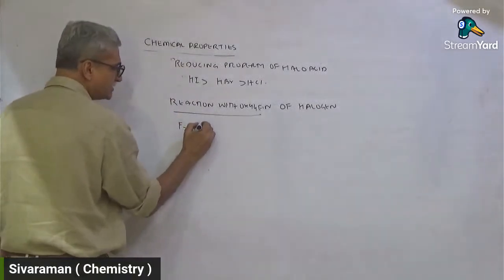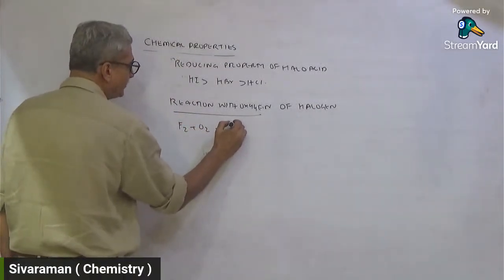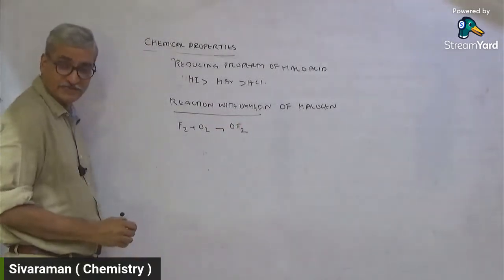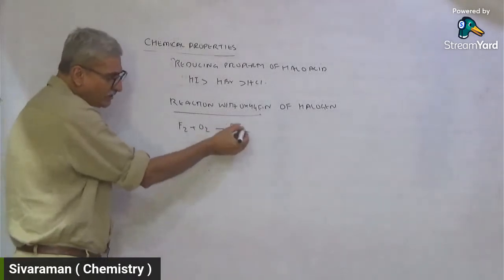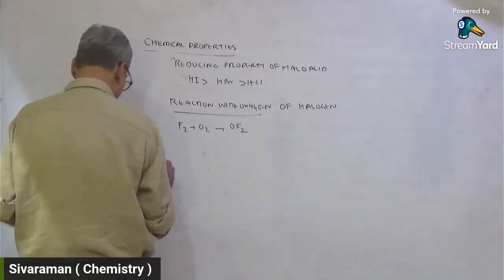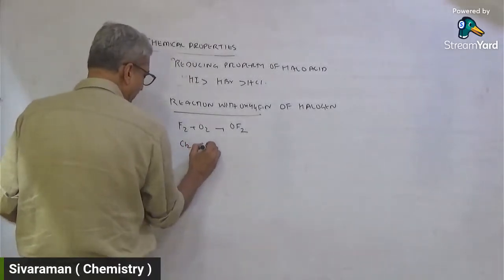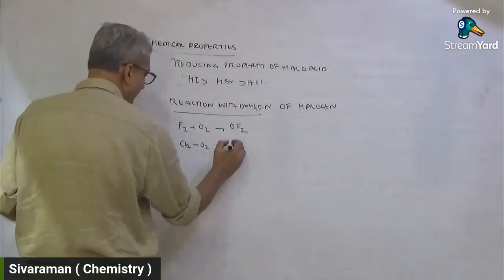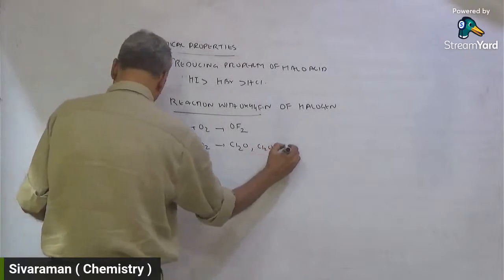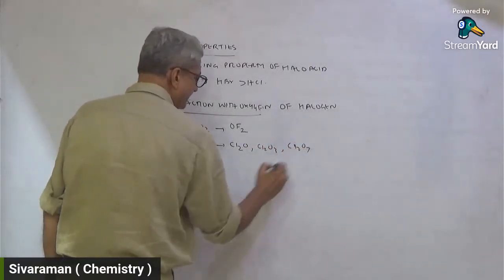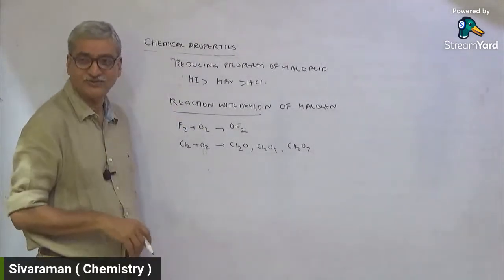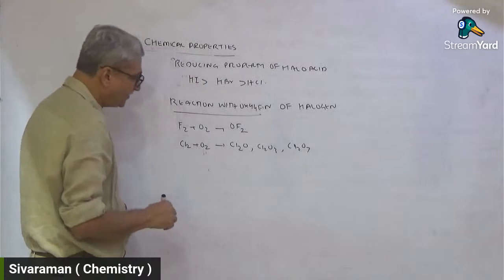Fluorine reacts with oxygen to form OF2. Very special case. You know why? Because oxygen is less electronegative as compared to fluorine. But imagine if chlorine reacts with oxygen, what does it form? It forms Cl2O, Cl2O3, and Cl2O7. Chlorine heptaoxide. Is this clear?